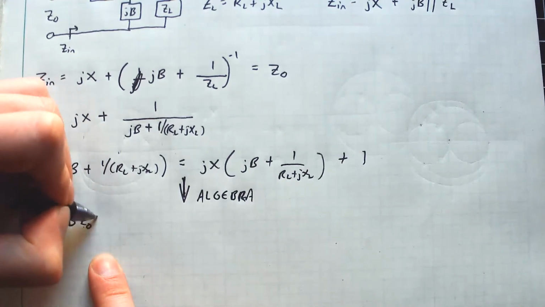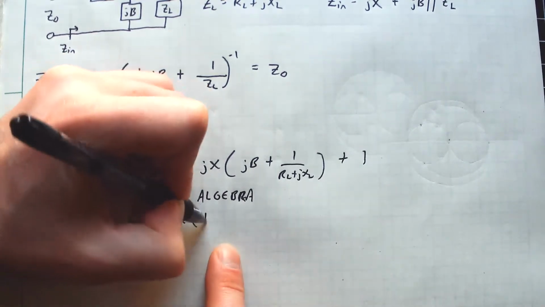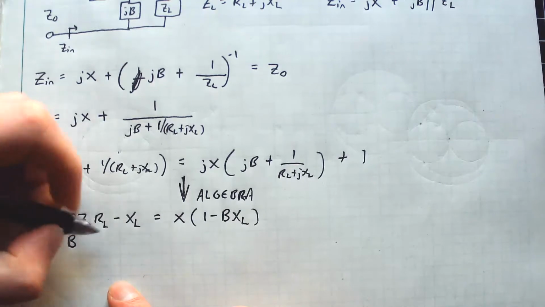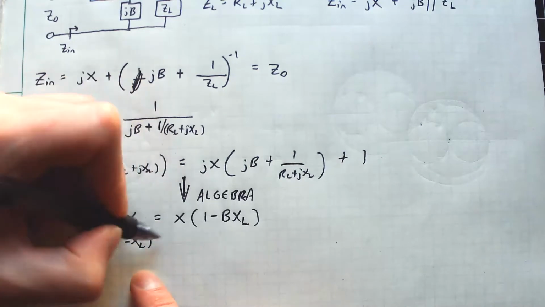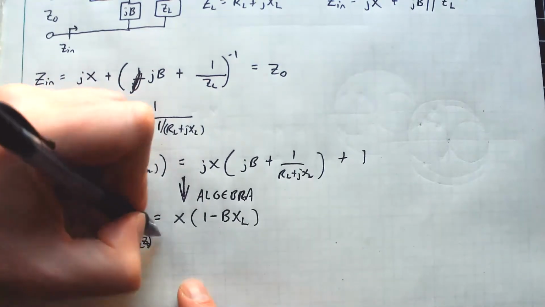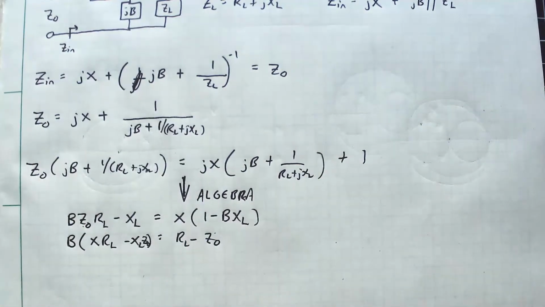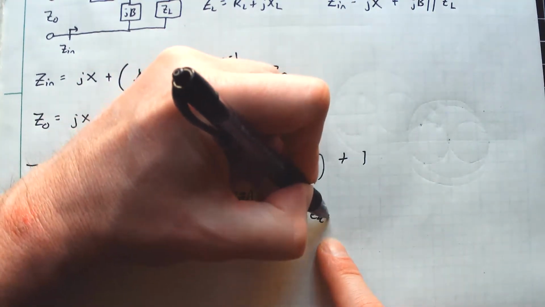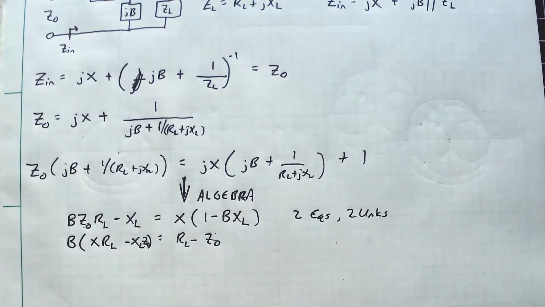B times (Z naught R sub L minus X sub L) is equal to X times (1 minus B X sub L). I think that's what happens when you equate the real parts to each other. And then when you equate the imaginary parts, you get B times (X R sub L minus X sub L Z naught) is equal to R sub L minus Z naught. This is in the book. They skip all these steps, but you can eventually get to here. This is two equations with two unknowns, so obviously there has to be some unique solution.